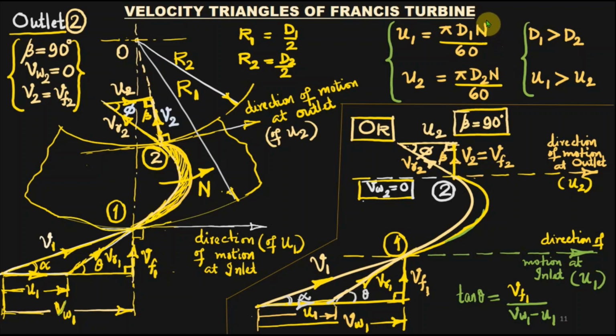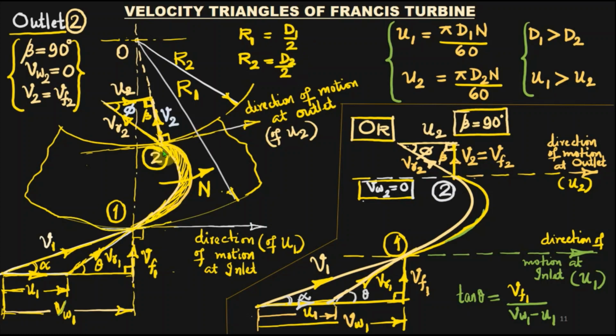That is the tangential velocity of the wheel at inlet here, and the tangential velocity of the wheel at outlet, that is u2, is equal to pi D2 N by 60. Since D1 is greater than D2, obviously u1 will be greater than u2. O is the center of the runner, and the distance from O to the point 1, that is inlet, O1 is equal to R1, which is equal to D1 by 2.